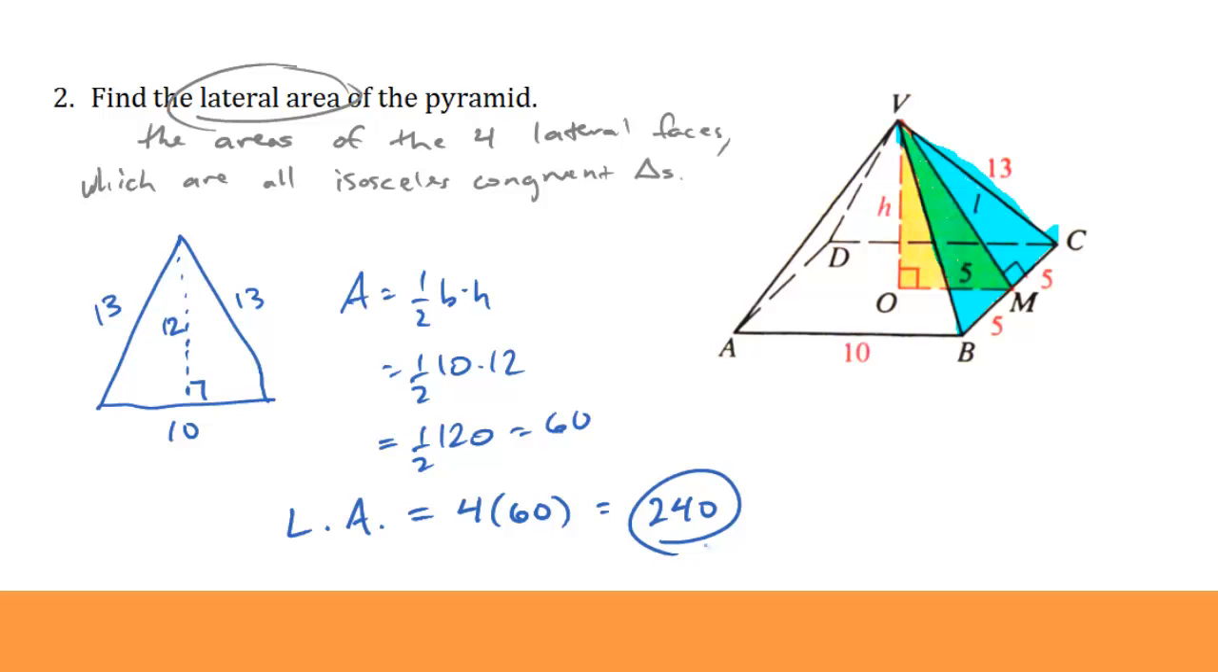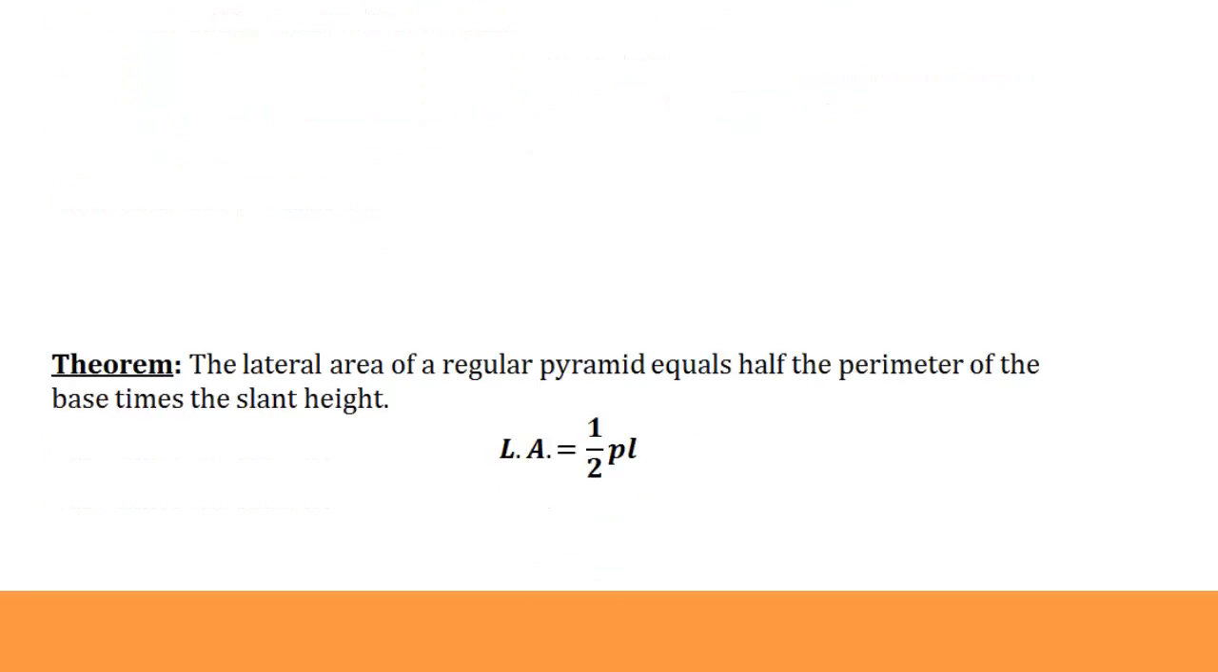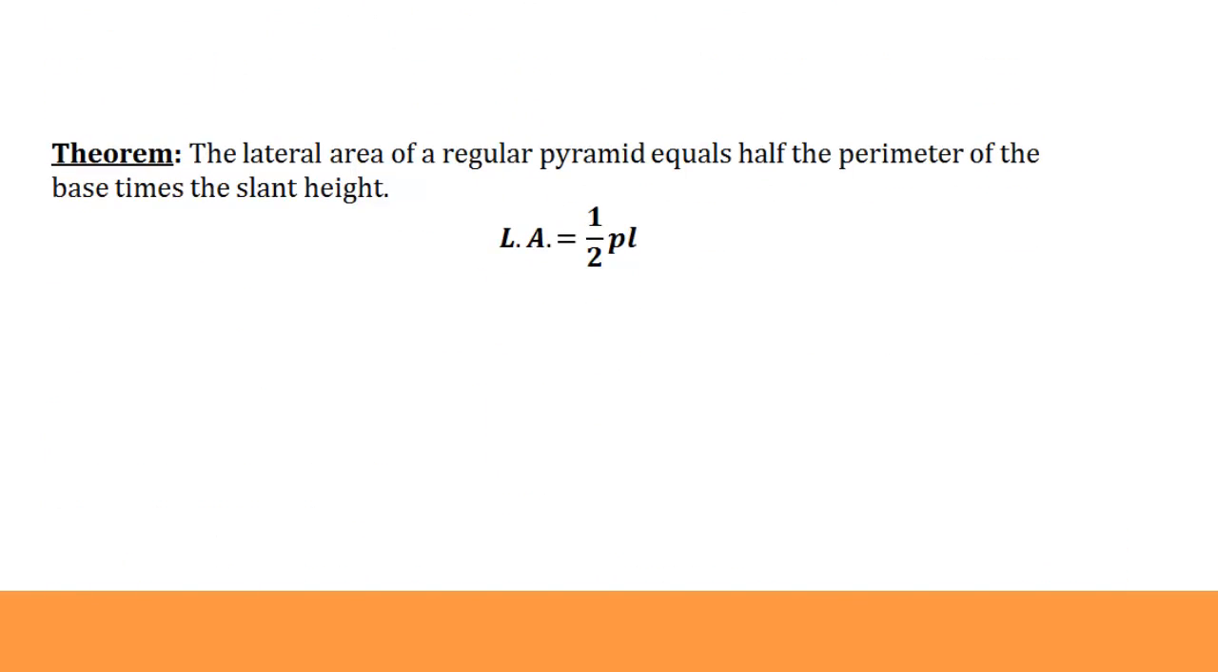To find the lateral area, we really have 2 methods to find the lateral area of a regular pyramid. First method is the one we just used. Find the area of one lateral face and multiply by the number of lateral faces, which is n, the number of sides of the base. The square, that's 4. So we multiplied by 4. The second way we can find the lateral area is to use the following theorem. The lateral area of a regular pyramid equals half the perimeter of the base times the slant height, which we called L. Half the perimeter of the base times the slant height.